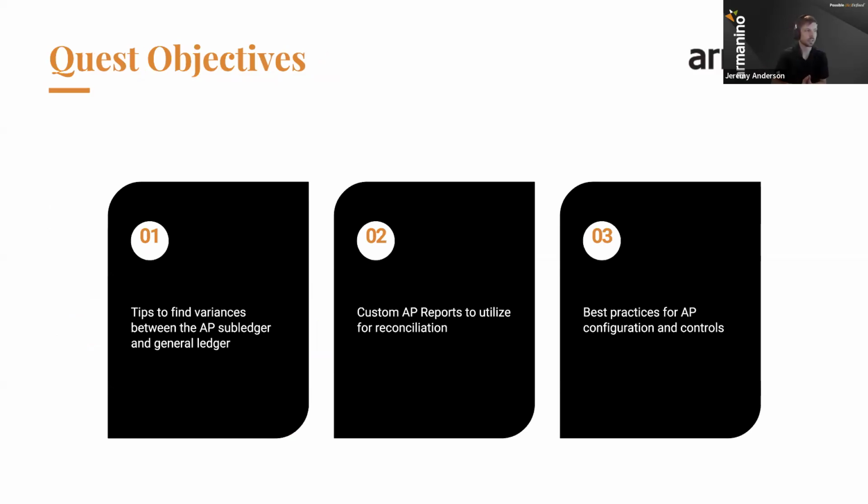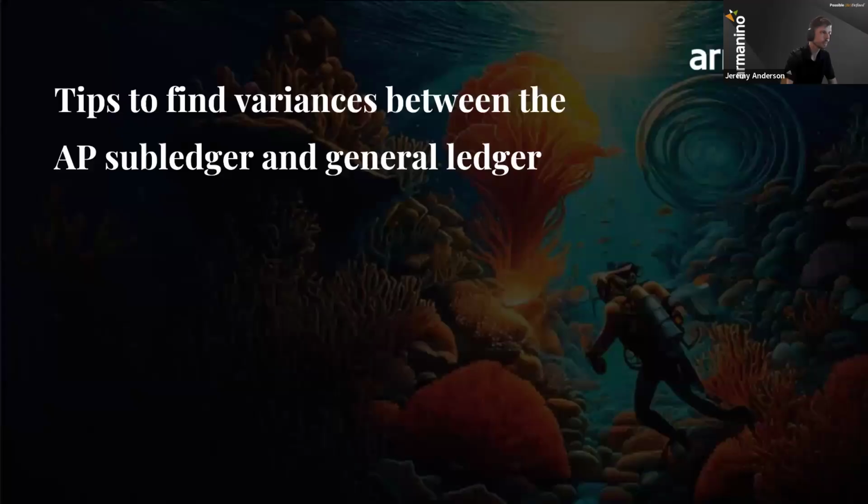So the quest objectives for today: we're going to show you how we can find if and when there are variances between your AP subledger and your general ledger. We'll then talk through how to build a custom AP report you can utilize for this reconciliation ongoing. And then we'll talk through some best practices for AP configuration and control. To get started, let's talk through how we can find those variances.